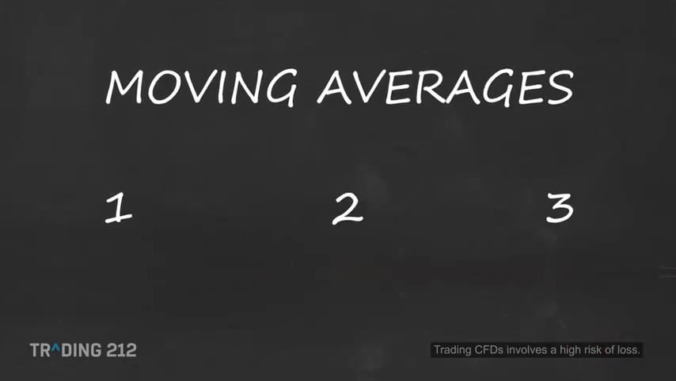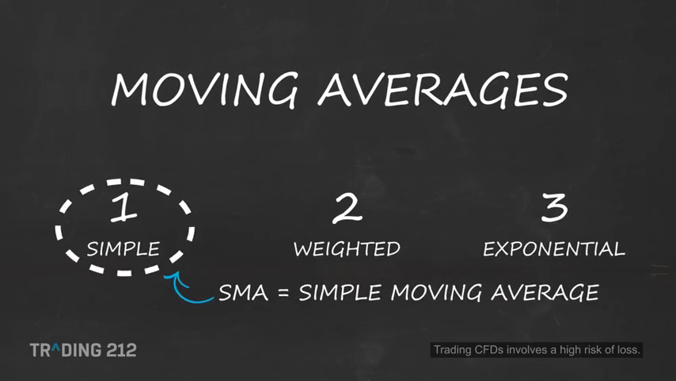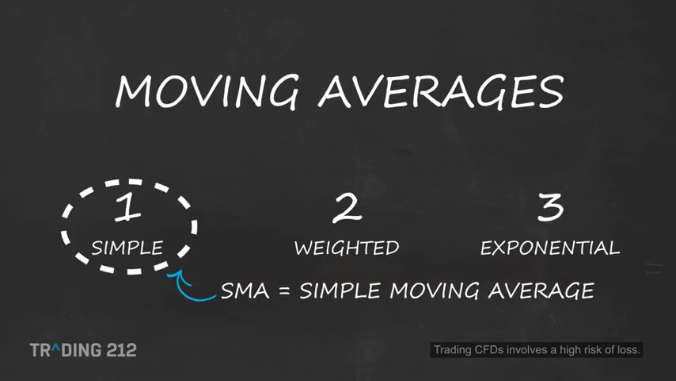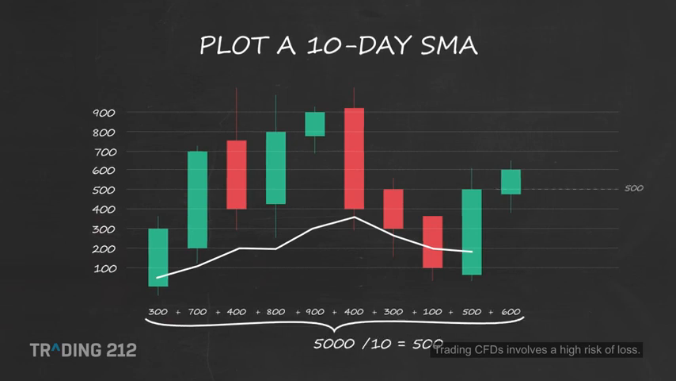Let's take a look at the types of moving averages. There are three main types: simple, weighted, and exponential. We will discuss the simple moving average, or SMA, first and show you how it's calculated so that you can adjust it according to the given market circumstance. So if you wanted to plot a 10-day simple moving average, you would add the closing prices of the last 10 days and divide by 10. This calculation gives equal weight to each day.